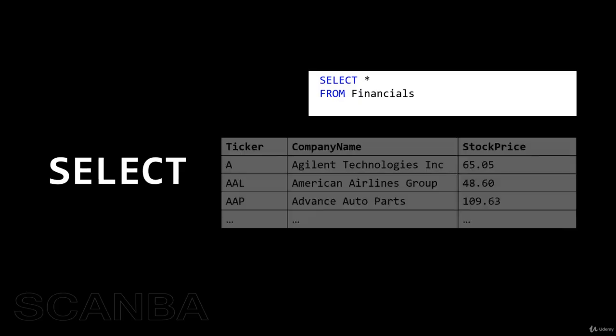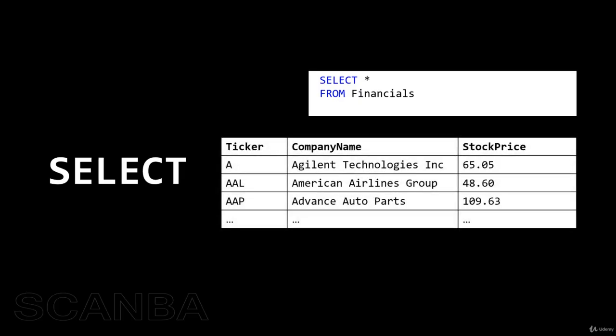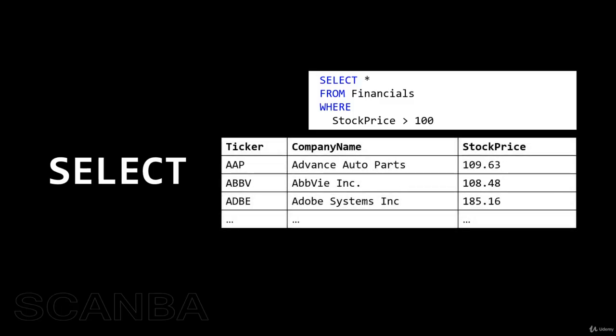A select command includes at least one table name indicating which table to retrieve columns from, and a list of columns to retrieve from a table, and this may be the special symbol star, which means return all columns. This command shows how to retrieve all columns from all rows in the financials table. Optionally, a where clause can be used to filter the rows returned, as in this example, which returns only rows with the stock price greater than 100.